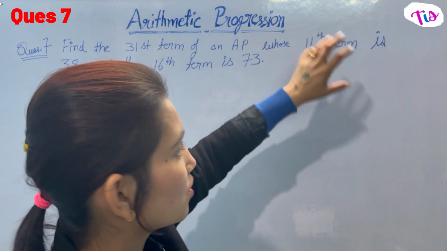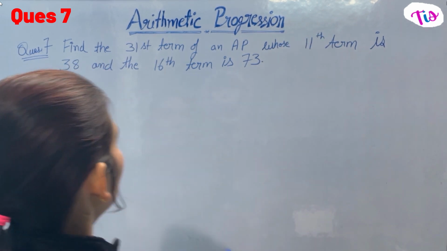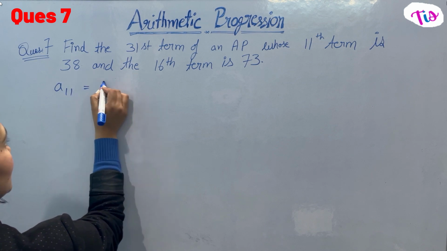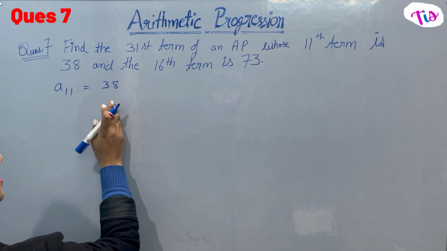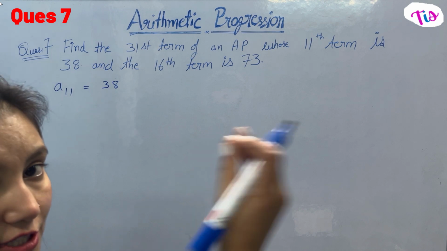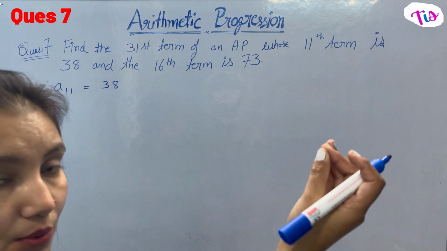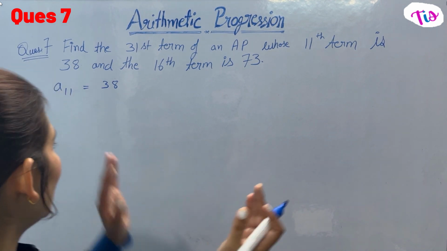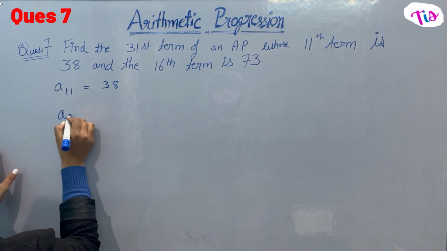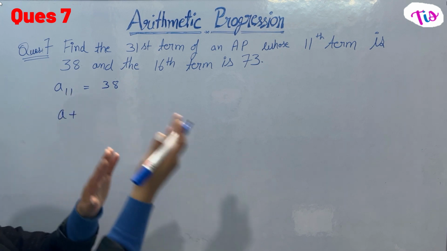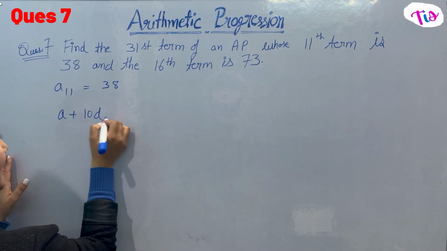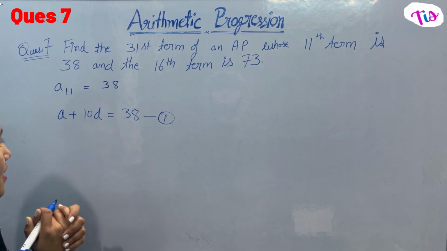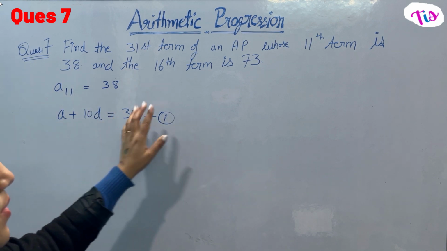So we'll make use of whatever is given here. The 11th term is A11, and A11 is 38. What is the general term of an AP? An is equal to a plus (n minus 1)d. So A11, according to that formula, will be a plus (11 minus 1)d, and 11 minus 1 is 10d, which is equal to 38. Let's say this is equation number 1: a plus 10d is equal to 38.